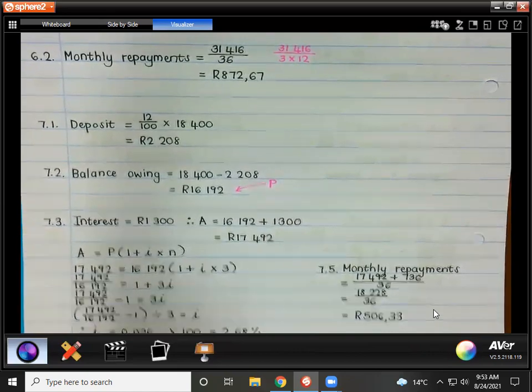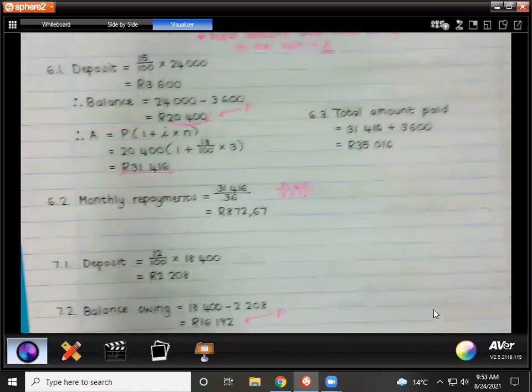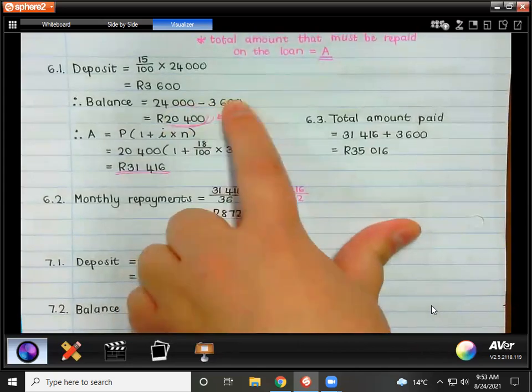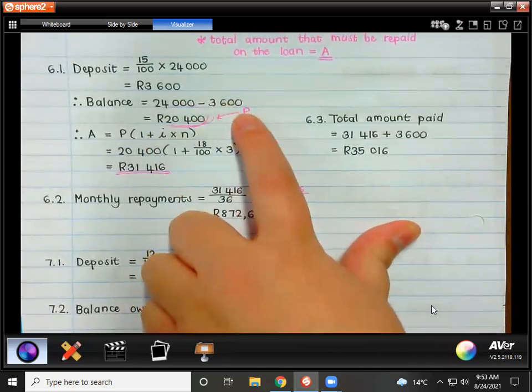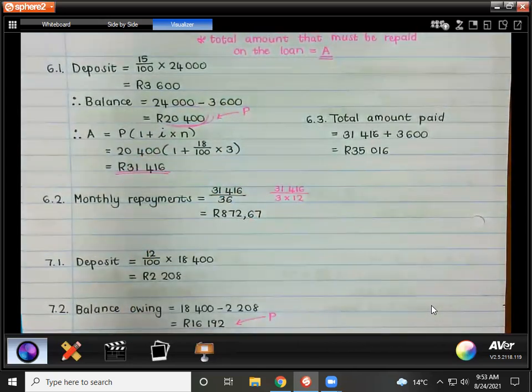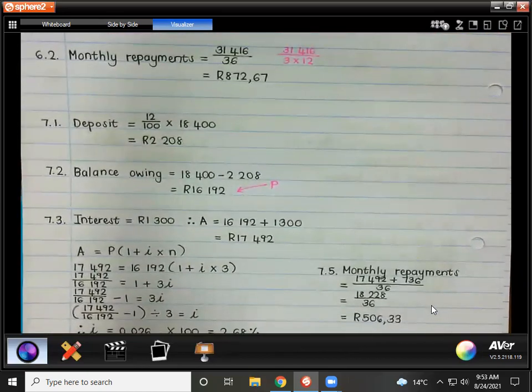Always, it was the case in the previous one as well, right? If we look in 6.1, balance, cash price minus deposit was this amount, and that became your P value. So do you see what I mean when I say you can actually memorize these steps? Because it's always the same thing, even if the question is asked a bit differently.